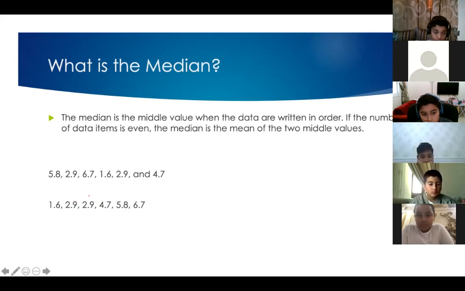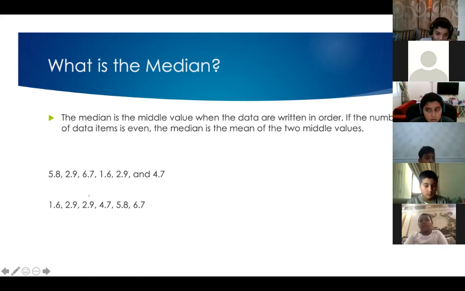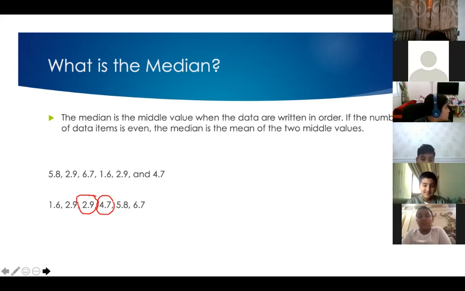Right? 1.6 is the lowest, or the least. 6.7 is the greatest. Now, who can tell me what are the two middle values in this new set? 2.9 and 4.7. Excellent. Why? Let's look here. 1.6 and 6.7 are on the sides, right? I move inward, 2.9 and 5.8. What am I left with? 2.9 and 4.7. So these are the two middle values of my data set.